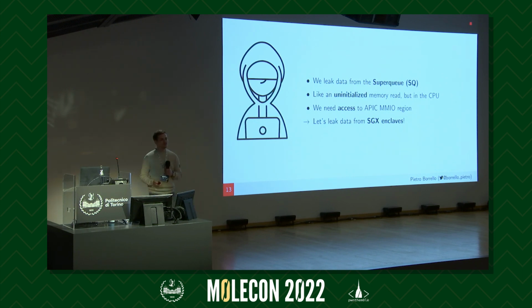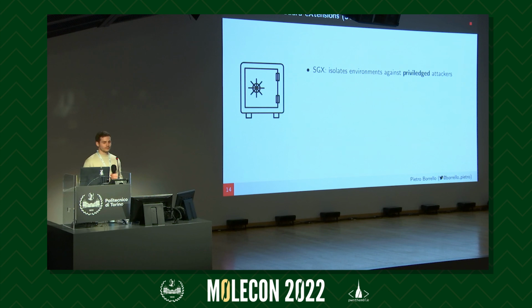SGX enclaves in CPUs are a special region in memory that should protect you even if you don't trust the operating system or the hypervisor. Let's think about it: if you rent a server on AWS or Google Cloud and you want your data to be secure even against Google Cloud, you will use an SGX enclave so that those data cannot be leaked even from a malicious hypervisor. So what is SGX in a nutshell? It's an isolated environment that should protect you from any kind of attacker, even the most privileged ones.